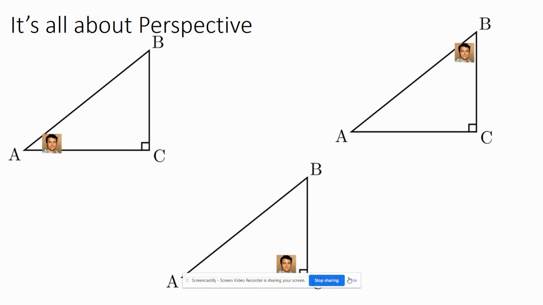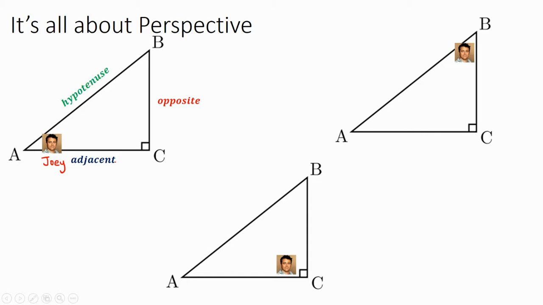To begin with, we've got Joey here, and it's about the perspective of where Joey is standing. Notice he's in different spots. If Joey is standing on angle A, then we would call this the opposite side from him. This would be the adjacent side, and this would be the hypotenuse.